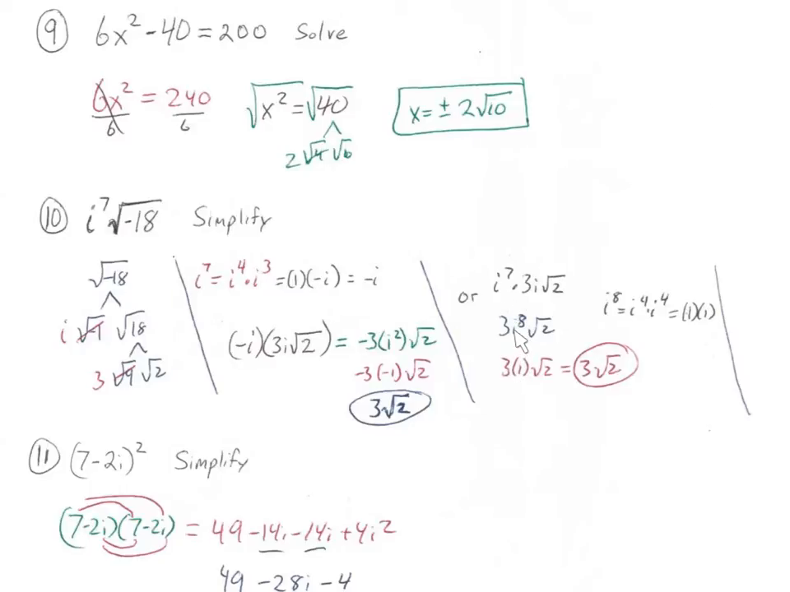Then i to the 8th, what you should understand is i to the 8th is, hopefully you can tell, 1. So replace that with 1. 3 times 1 is 3. You're done. Now the way I know i to the 8th was 1 is I know i to the 4th is 1, and so is this.